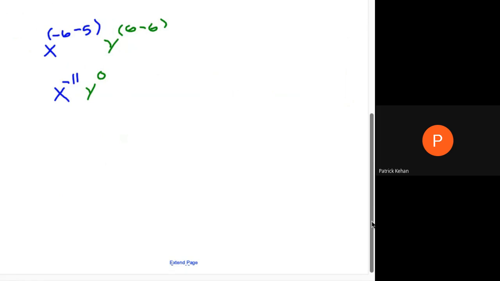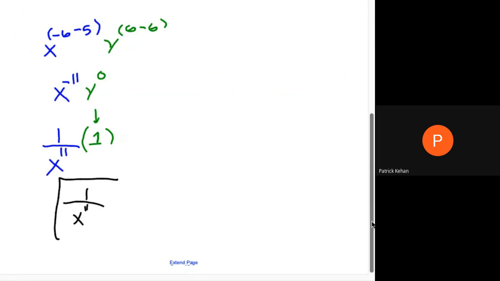And x to the negative 11th, well, you cannot have a negative exponent. A negative exponent is a repeated division. So this is really 1 divided by x to the 11th power. And then y to the 0 is really 1. So times 1, it's just 1 over x to the 11th, and we're done. We'll express that as your answer, 1 over x to the 11th. Exponents are positive, and we're in good shape here.